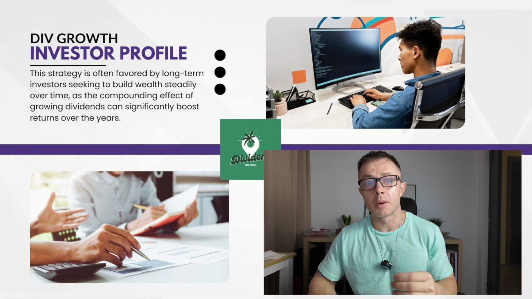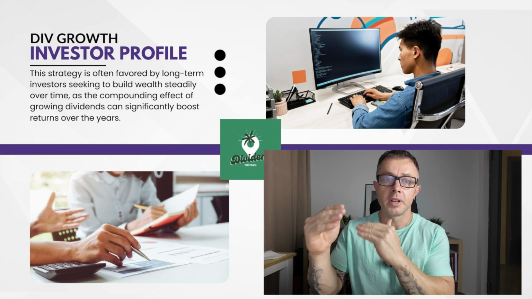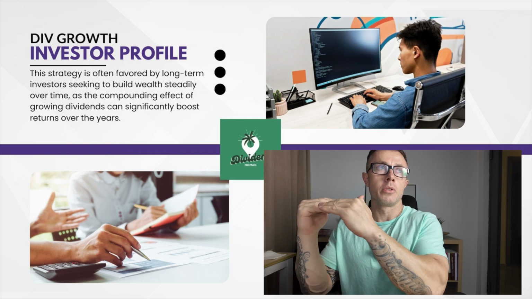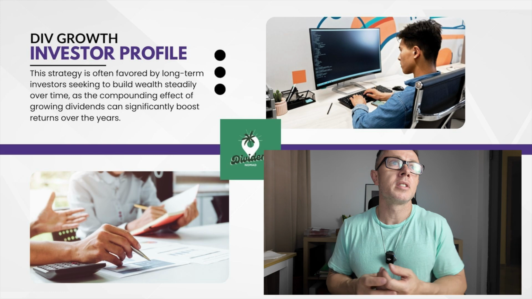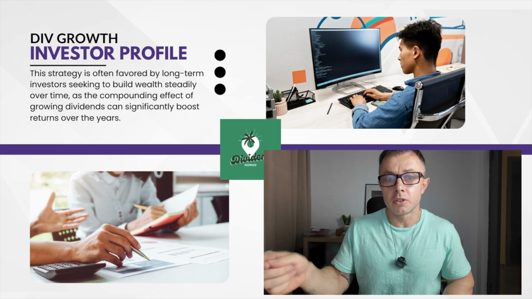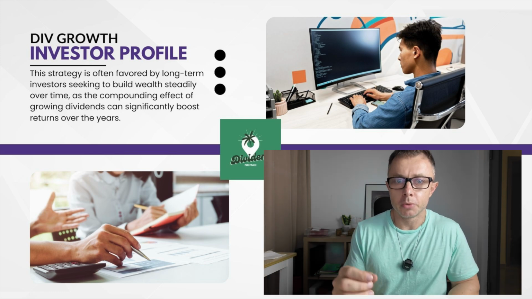So slowly over time, year after year, they're going to be increasing their wealth. And the compounding effects of growing dividends can significantly boost the returns over the years, right? So basically, in year one, you get like $100. Year 2, you might get 200. Year 3, you might get 400 or 500, and so on and so on. And then after 30 years, you can live off of your investments, right? So it's steady increasing over many, many years.